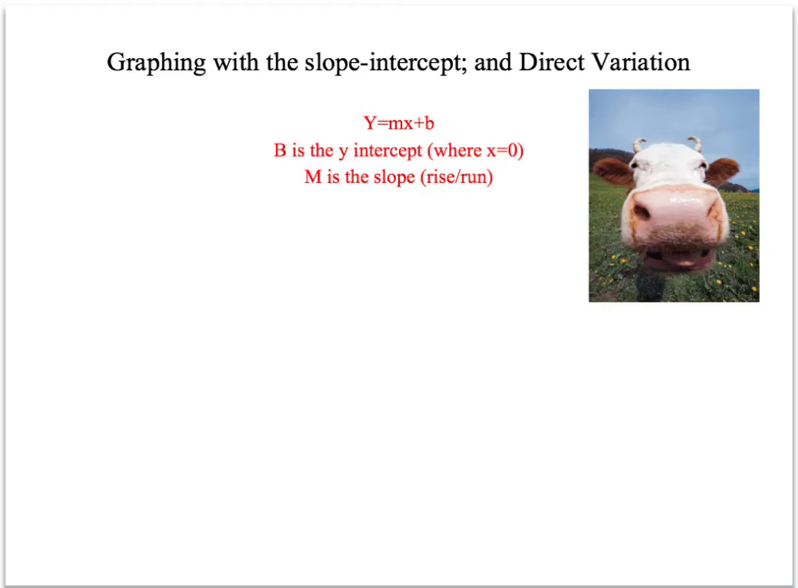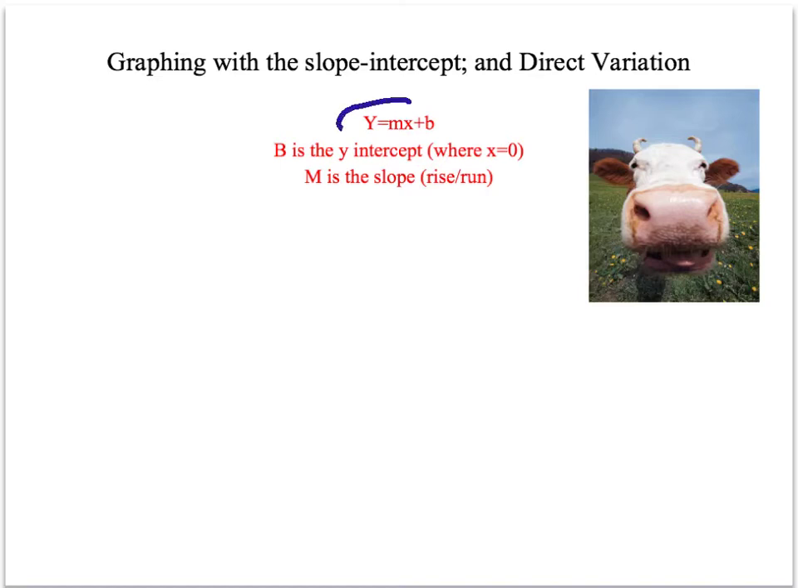So this evening's video talks about graphing a line using the slope-intercept form of a linear equation. Isn't that a cool little thing I found on my Explain Everything app? And also direct variation, which is a type of line in slope-intercept form. Okay. So slope-intercept form is this.